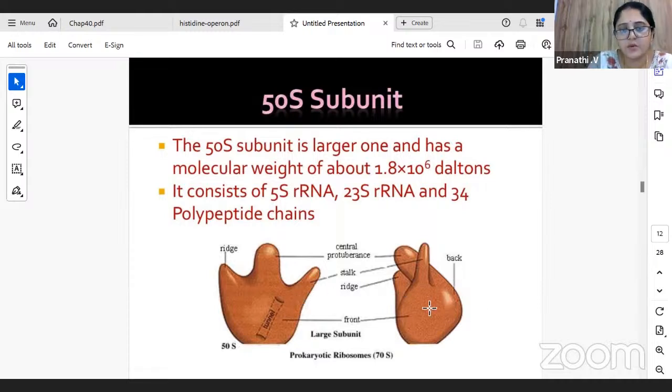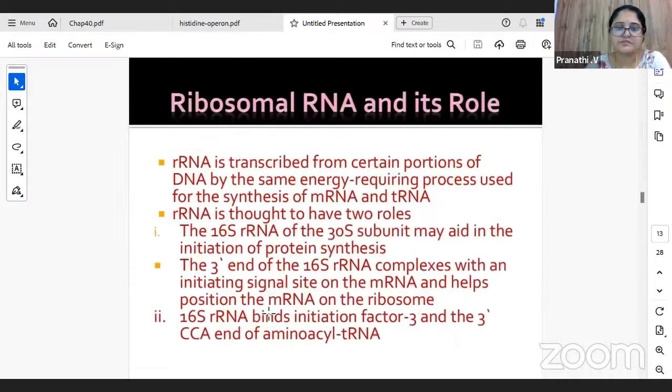This is the back, how it is going to look from the back end. This is the front, this is the back, this is the ridge, and this is the central protuberance. Please imagine it in a 3D manner. So this is necessary for transcription and translation. We will come to that.